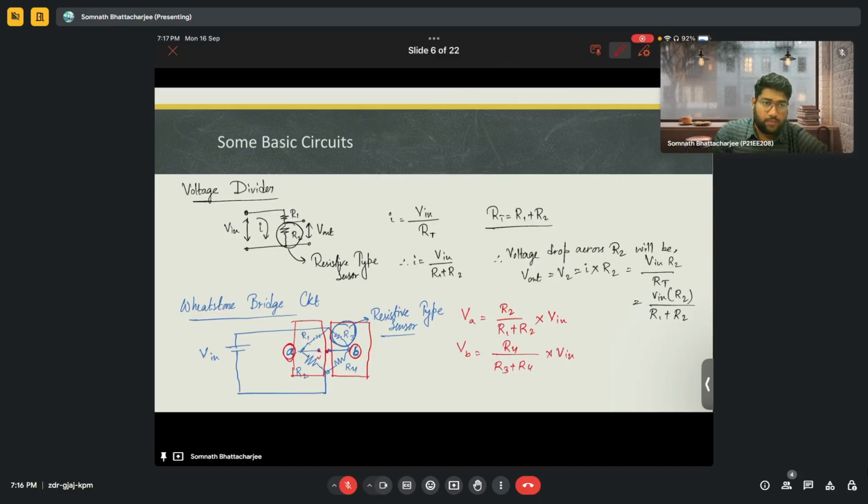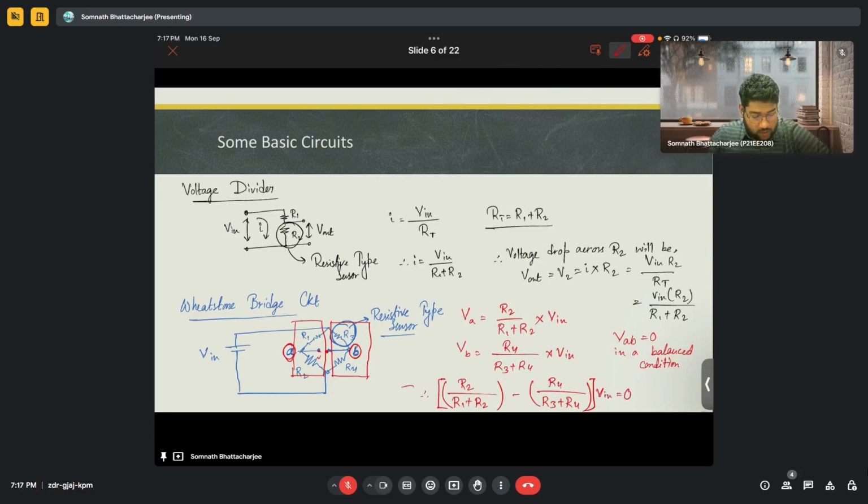So we need the bridge to be in a condition where the bridge is balanced. So how to find out the balanced condition? The value of VAB should be zero in a balanced condition. Okay. So we need to find out the value of this. That is nothing but R2 into R1 plus R2 minus R4 into R3 plus R4, and everything will be this.